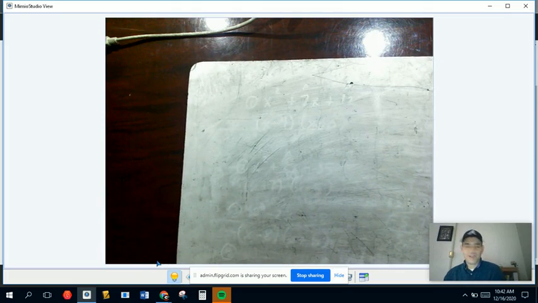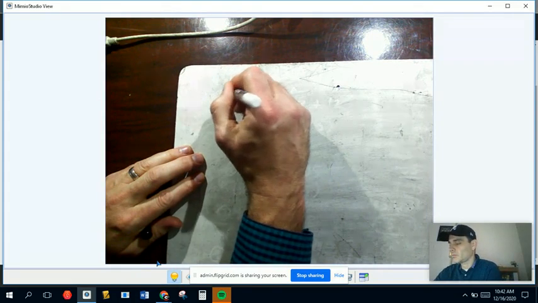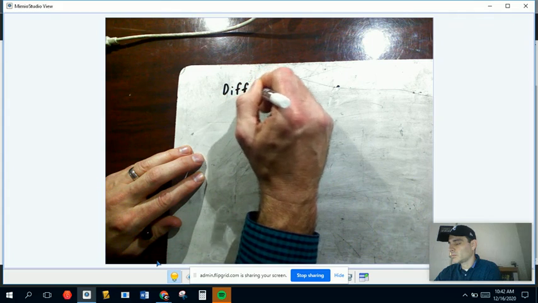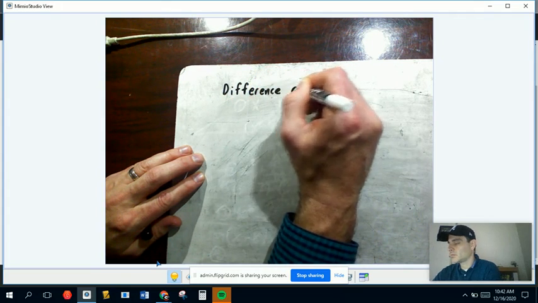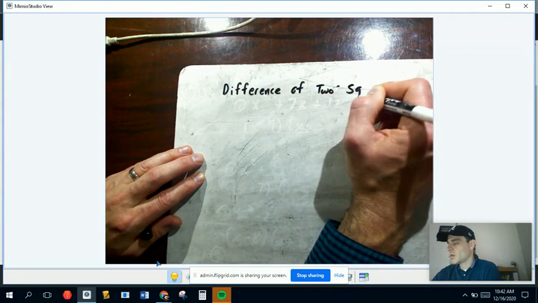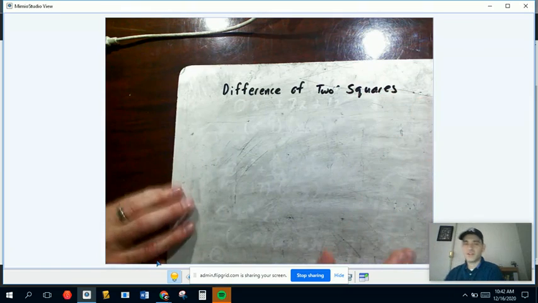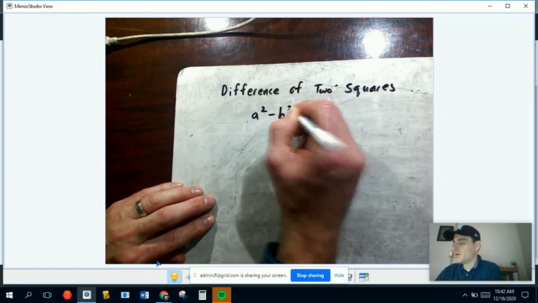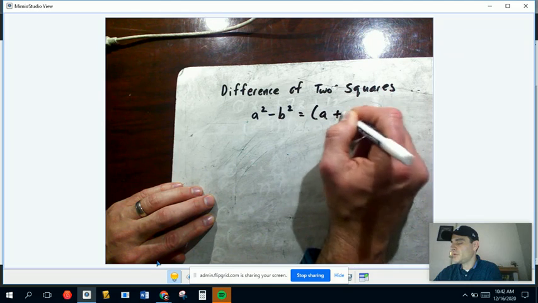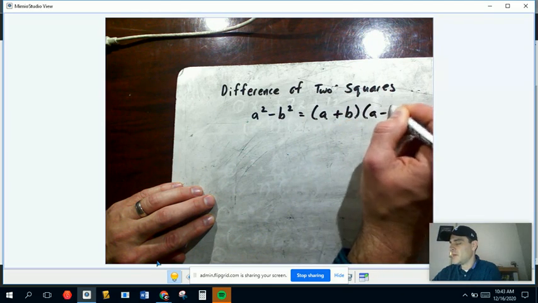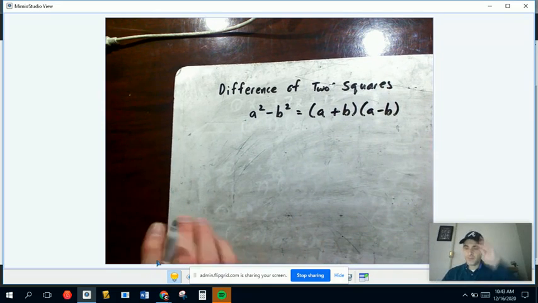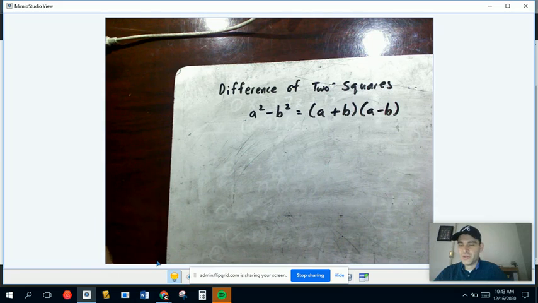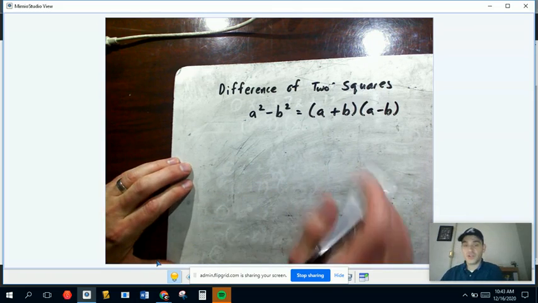Okay, today we're going to look at a second factoring pattern called the difference of two squares. It's a very common pattern that you'll need to know. Here's how it works. A squared minus B squared is equal to A plus B times A minus B. And again, there's a reason for that that's pretty simple. But with this video, I just want to show you how to do it to remind you of that. So we're just going to look at several examples using this pattern.